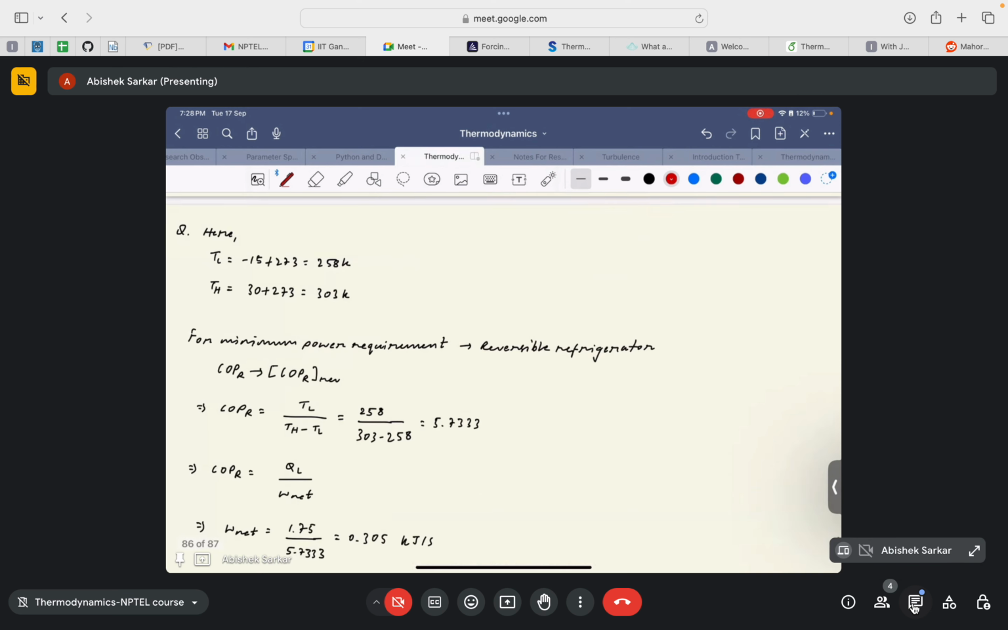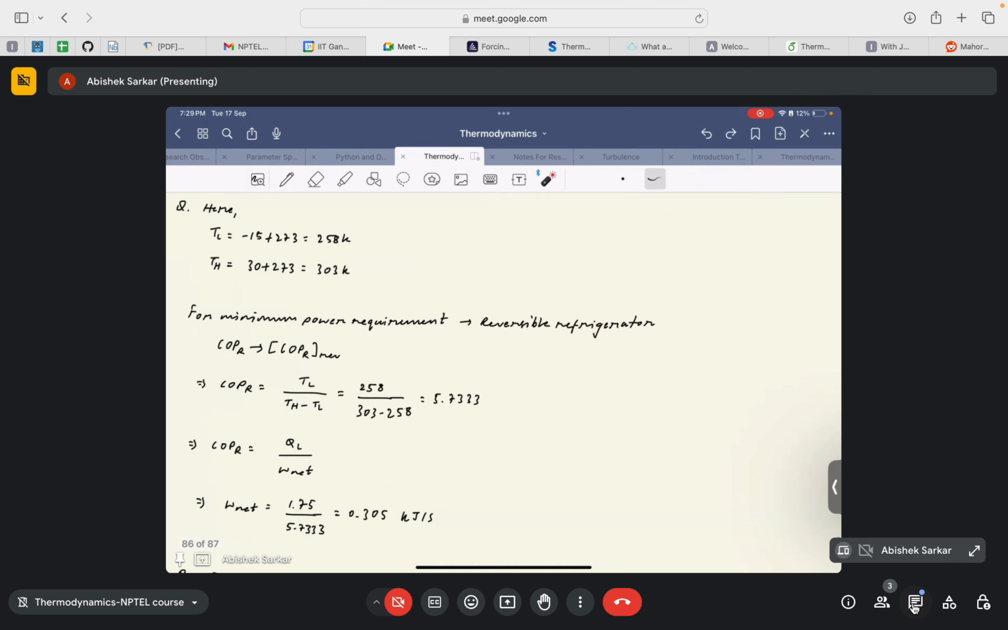So if you go to the solution, it was again quite simple. You need to find TL and TH. Why? Because you need to find it on the Kelvin scale. So TL is 258 Kelvin and TH is 303 Kelvin. So the minimum power requirement is in the case of a reversible refrigerator, or COPR becomes COPR reversible. So the COPR would be TL by TH minus TL, or 258 by 303 minus 258. That comes out to be 5.7333.